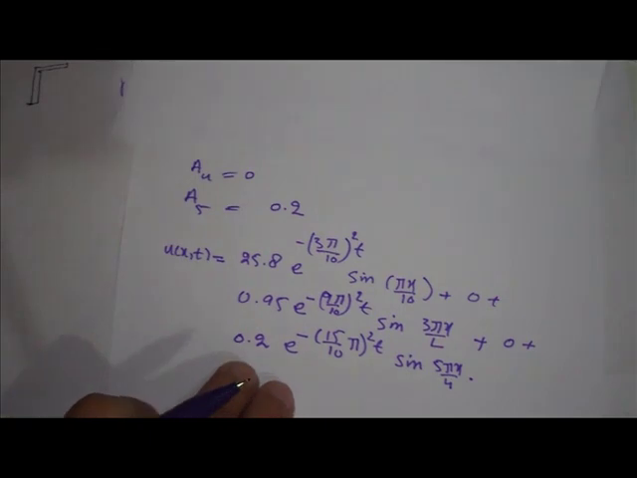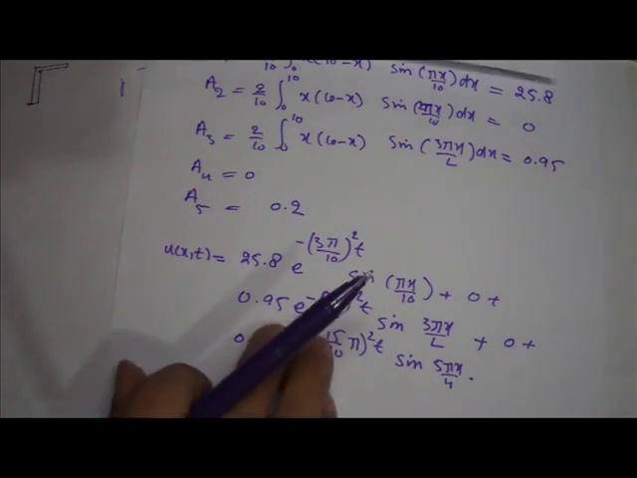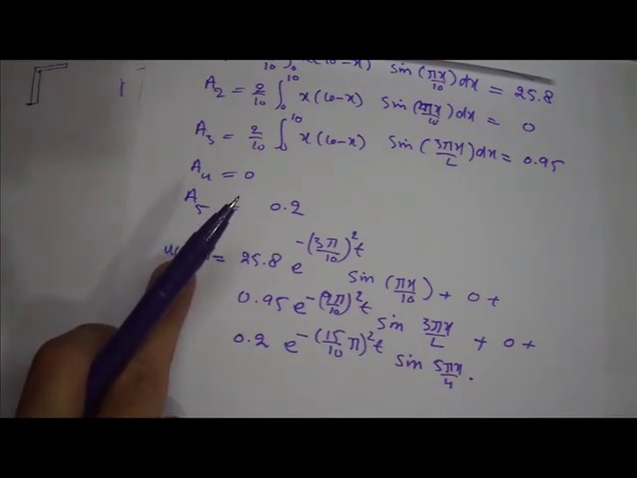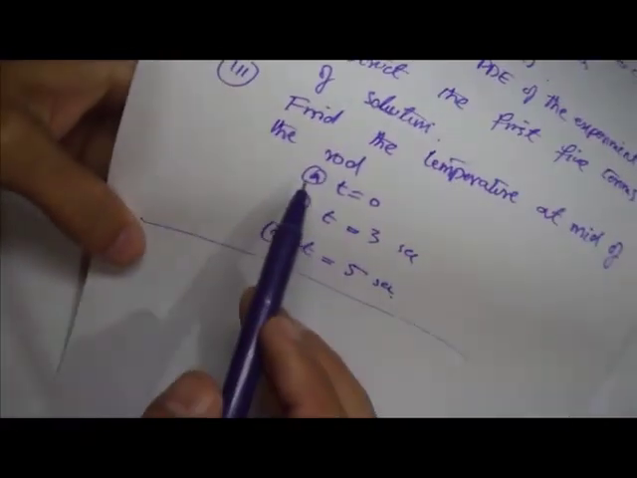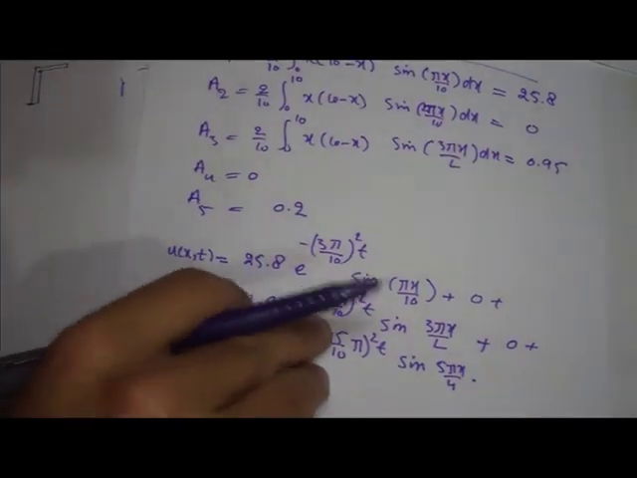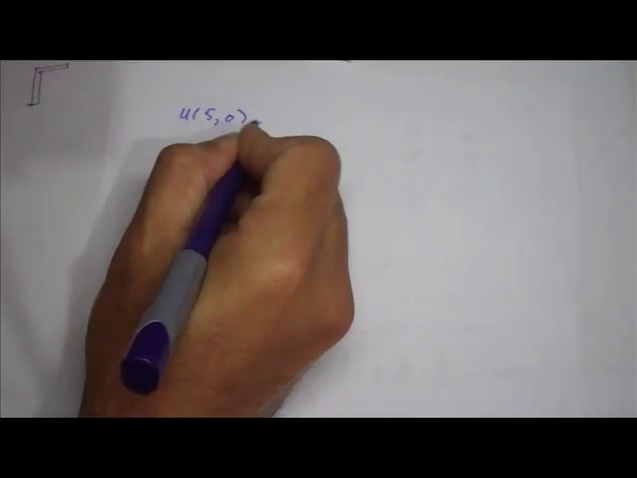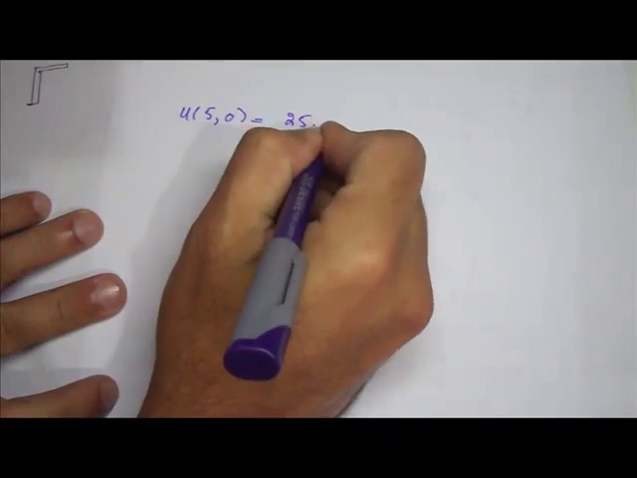Our next objective is to find the temperature at t is equal to 0. So at the midpoint of the rod, the value of x is 5 because the length of the rod is 10. So the midpoint lies at x is equal to 5. So we will substitute x is equal to 5 and t is equal to 0 to get the temperature at time t is equal to 0 at the mid of the rod. u at x equal to 5 and time t is equal to 0, I have calculated this as 25.05.